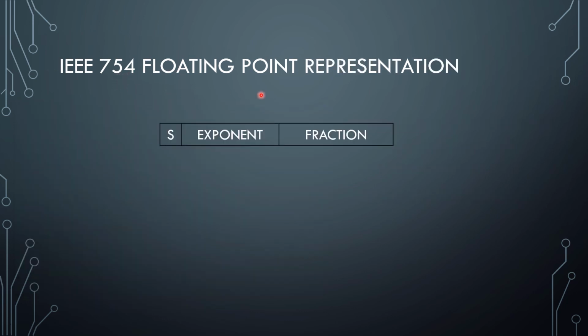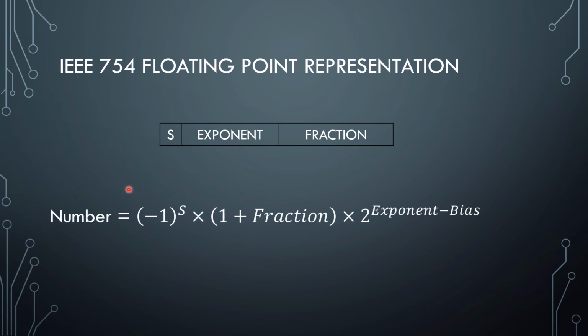This is the general representation. We have a sign bit, an exponent, and a fraction. To obtain a specific number, we will be using this formula. It is minus 1 to the power sign bit times 1 plus fraction times 2 to the power exponent minus bias.